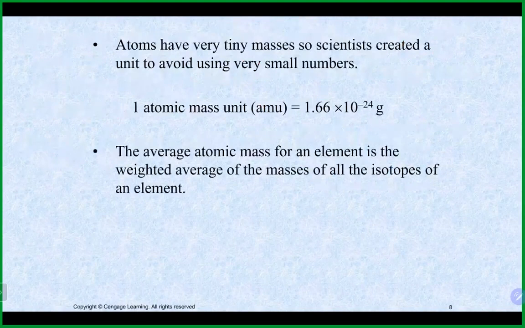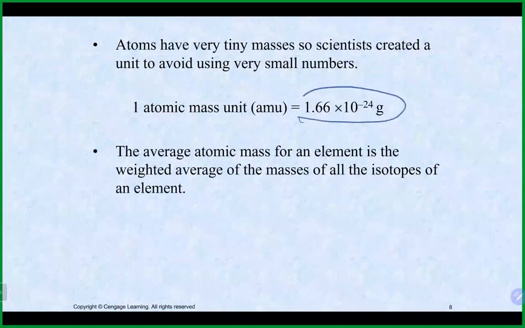So atoms are very tiny masses. The atomic mass unit and its equivalent in grams, as you can see, is 1.66 times 10 to the minus 24 grams. So 1 AMU is a very small amount of grams.